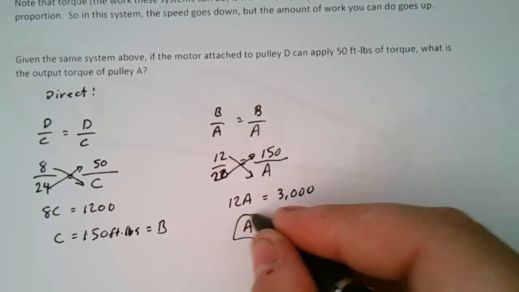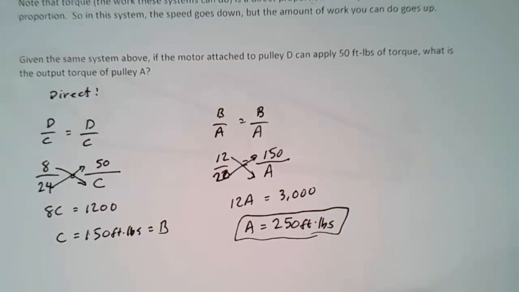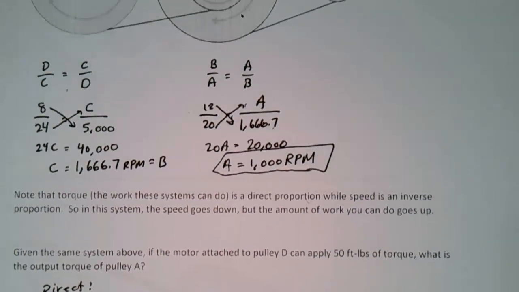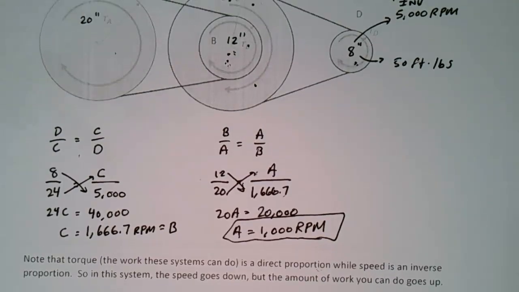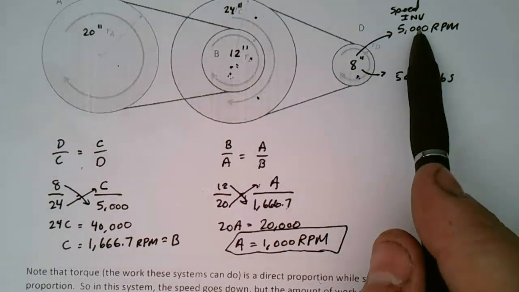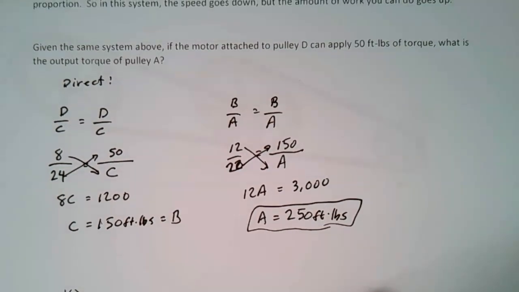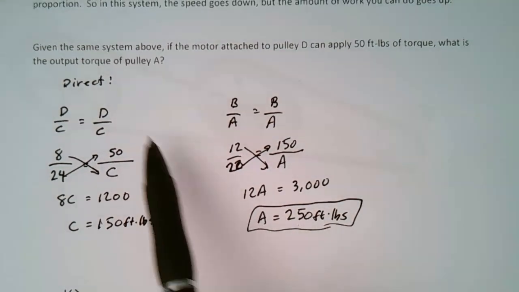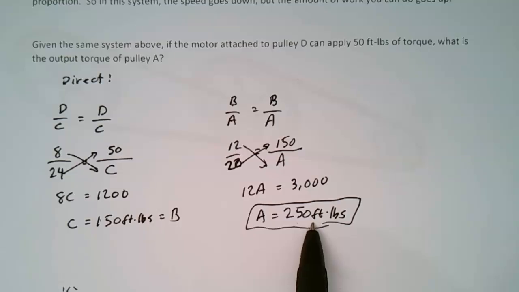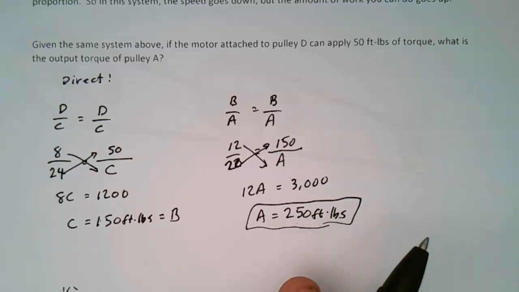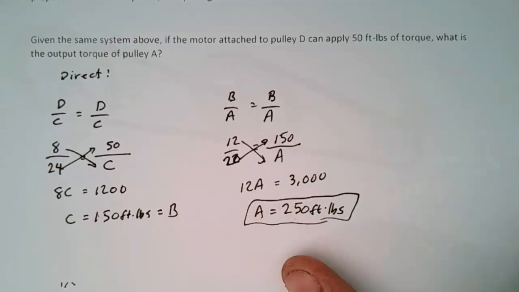So what happens here, folks, just pay attention to what happens. The speed goes from 5,000 to 1,000. It's divided by 5. The amount of work that this system can do, the torque, goes from 50 to 250. It is multiplied by 5. You don't get anything for free in these systems, and so you have to give up speed to be able to do more work. All right? So let's go to the next page here.